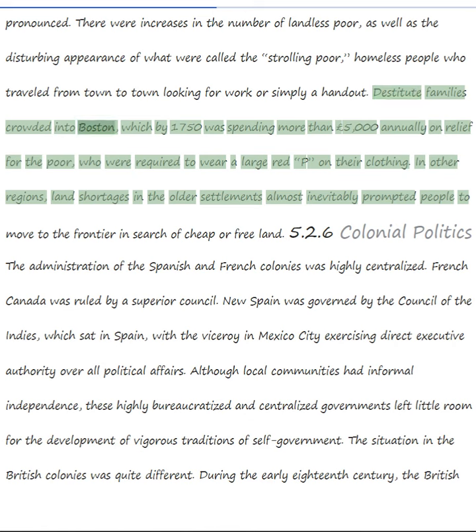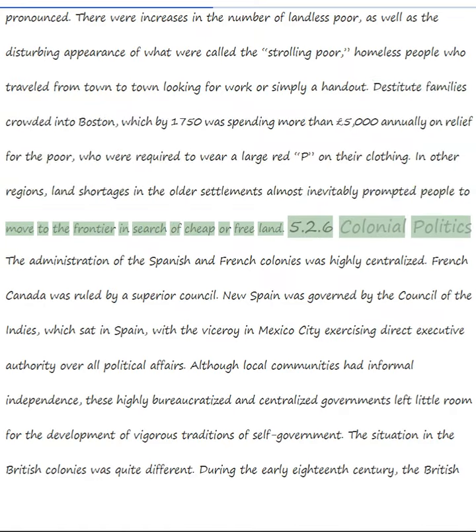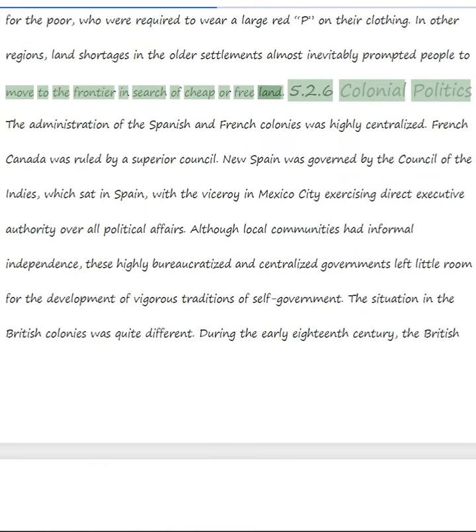Destitute families crowded into Boston, which by 1750 was spending more than £5,000 annually on relief for the poor, who were required to wear a large red P on their clothing. In other regions, land shortages in the older settlements almost inevitably prompted people to move to the frontier in search of cheap or free land.